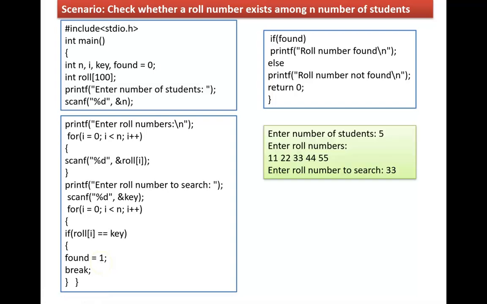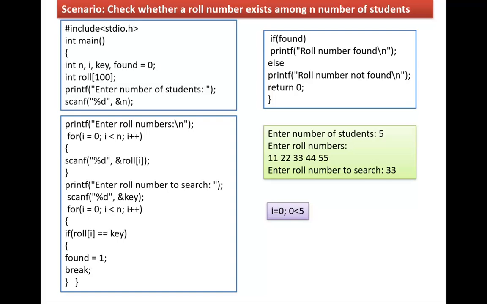So let us trace it. I am entering number of students as 5. These are the roll numbers of the 5 students: 11, 22, 33, 44 and 55. You are asking the key. What is the roll number to search? 33 has to be searched.